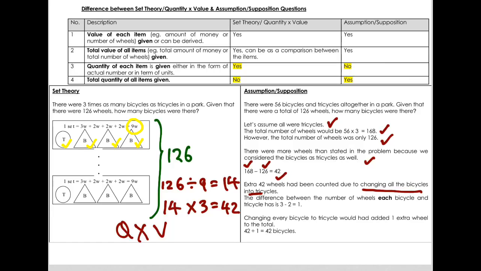Then the difference between the number of wheels each bicycle and tricycle has is 1. So when you change every bicycle into a tricycle, you will have added 1 extra wheel to the total value. Since there are an extra 42 wheels, and changing every bicycle to a tricycle contributes just 1 more wheel, when you take 42 divided by 1, you find out that there are 42 bicycles that you have changed into tricycles. Therefore, there should be just 42 bicycles at first.